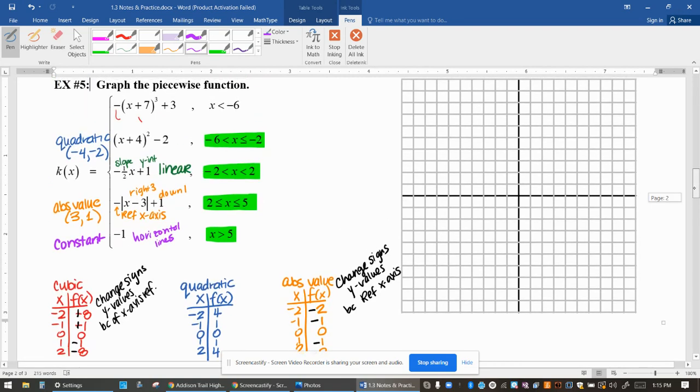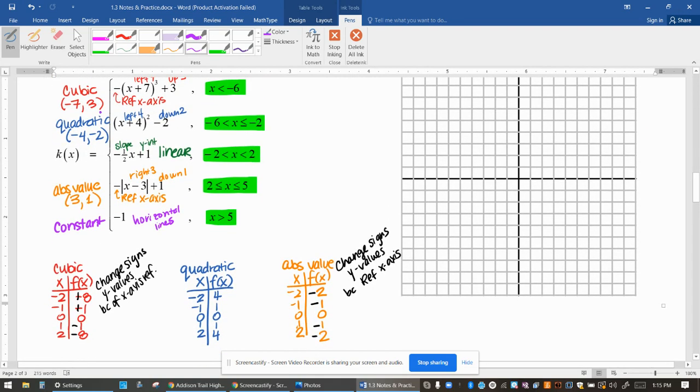The next thing I do is I ask myself, okay, this cubic, for example, the first function, I am only allowed to graph it to the left of -6. So I go through and I ask myself, what do these domain values actually mean? X is less than -6 means that I want all the ordered pairs that are to the left of -6 on the x-axis. Because it's less than and not less than or equal to, this is going to be an open point.